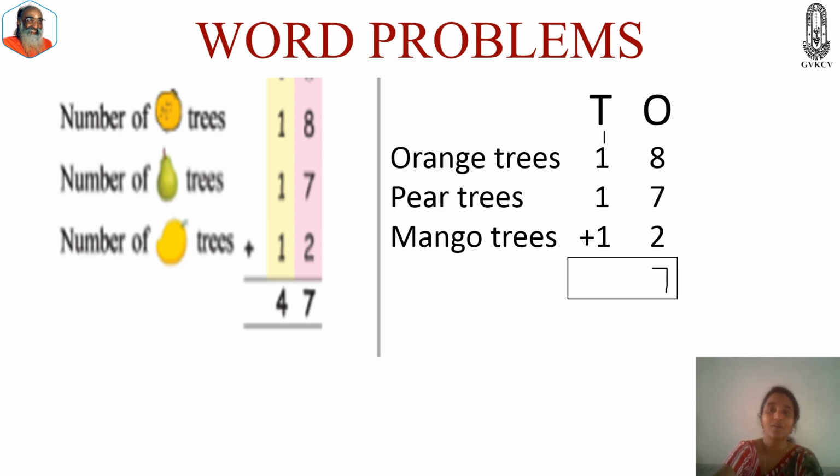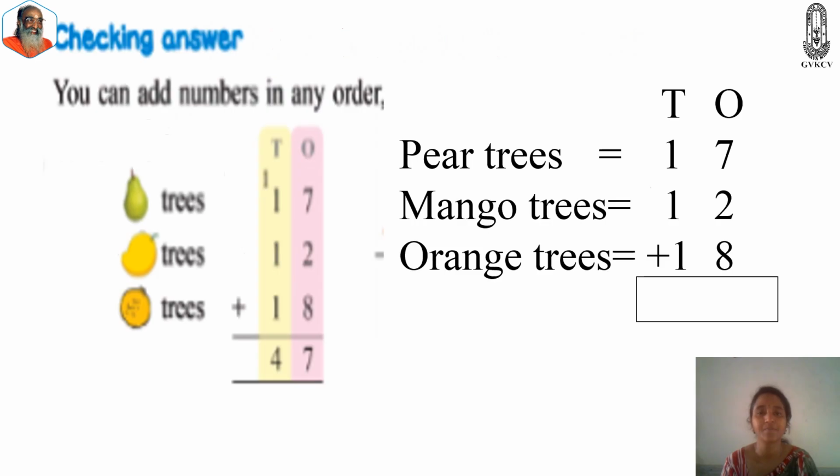Now count the digits under tens. 1, 2, 3 and 4. So write 4 under the tens. Now, how many trees are there in total in the orchard? 47. Okay, right. Start writing small statements. Now this is the checking of your answer.